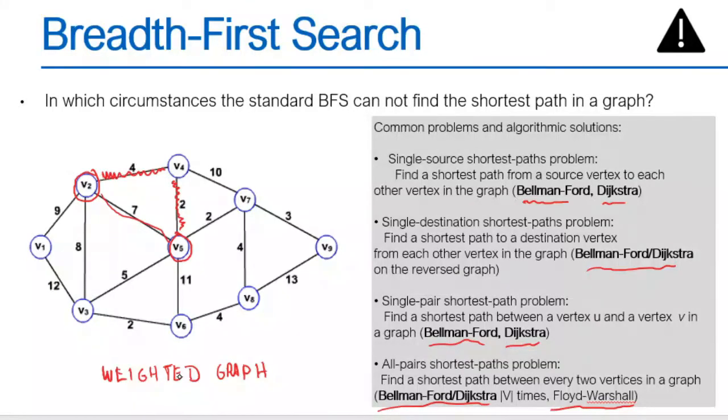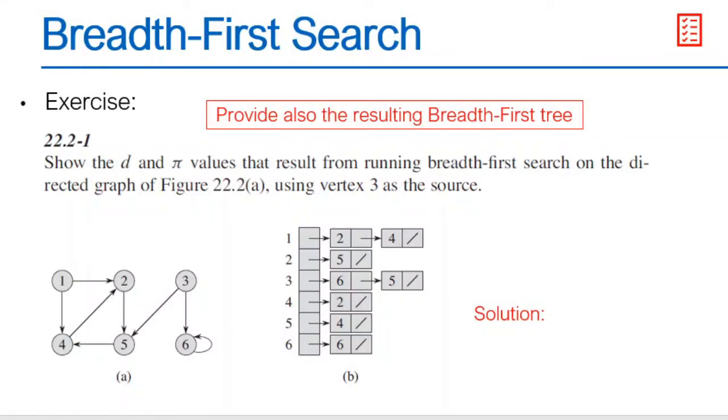So you will examine this problem in the next weeks. Another exercise: show the distance and the predecessor values that result from running the BFS on the directed graph, figure A, using the vertex 3 as a source. So you are asked to provide the distance and the predecessor. Here is the adjacency list. So try by yourself. Pause the video, try by yourself, and then compare the solution.